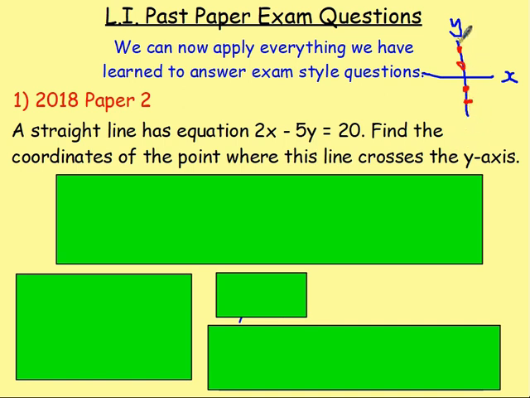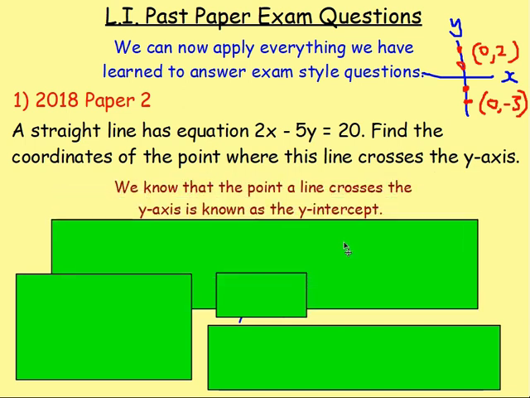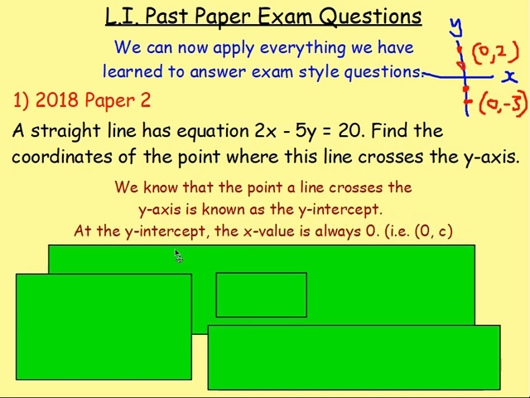But for every single one of these points on this line, what is the x coordinate always going to be? Brilliant, it's always going to be 0. Like this point here, it might be 0, 2, for example. Or this point down here might be 0, negative 3. We know the x coordinate is always going to be 0 for a point that's on the y-axis. This is known as the y-intercept. And at the y-intercept, the x value is always going to be 0. So in other words, you're going to have 0 and then that value for the y-intercept.